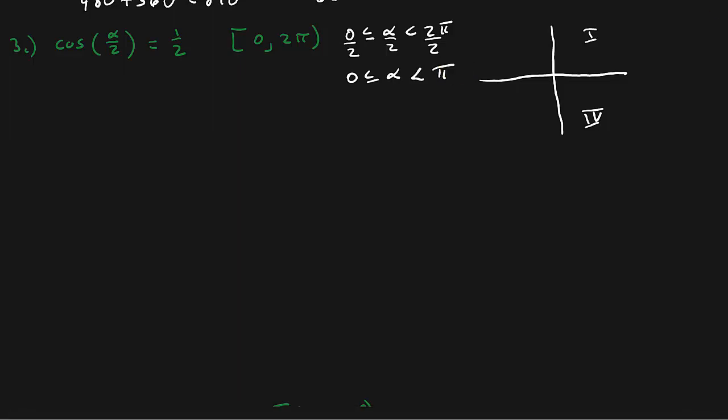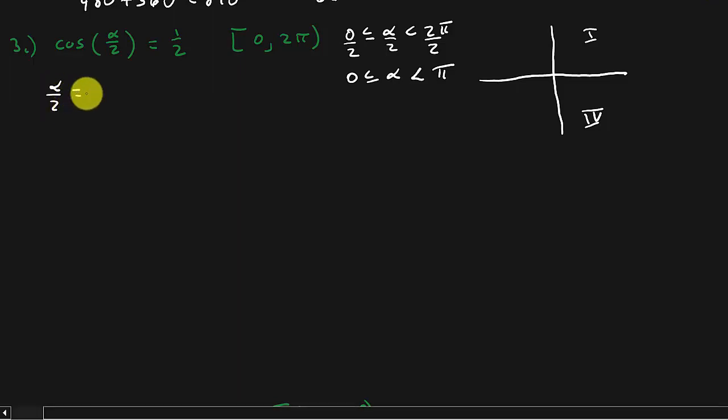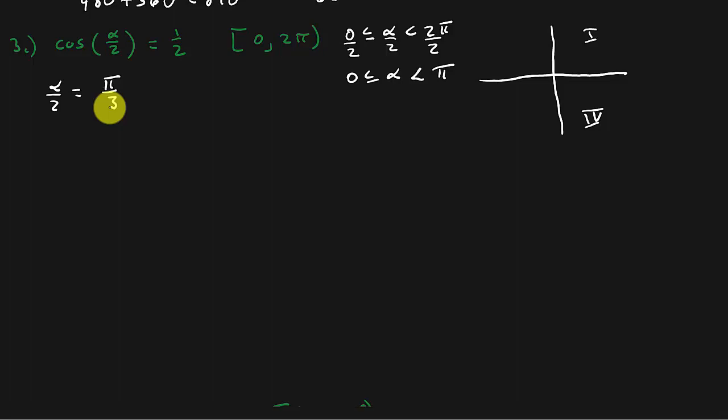All right. So we get what? Alpha over 2 is equal to what? Cosine of what is 1/2? 60 degrees, or what? Pi over 3. That's my first quadrant angle, right? That's my first quadrant angle. All right. But then, what do we have?